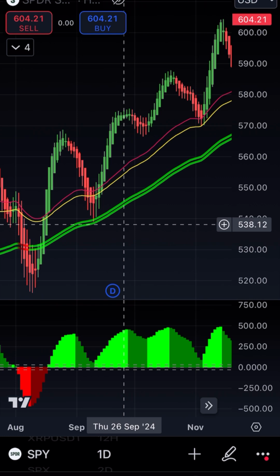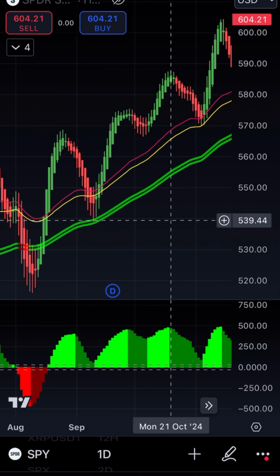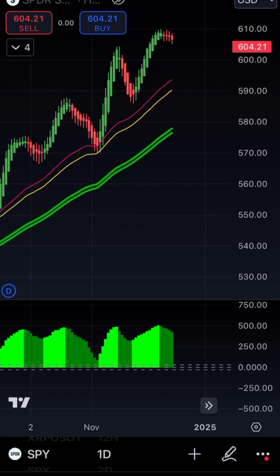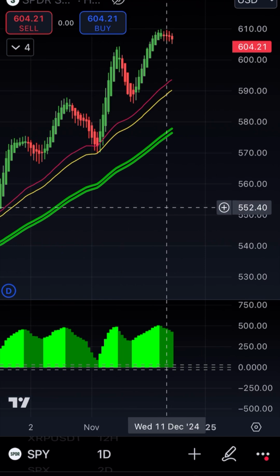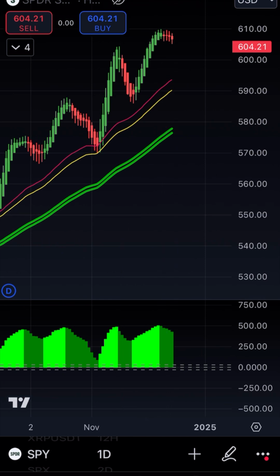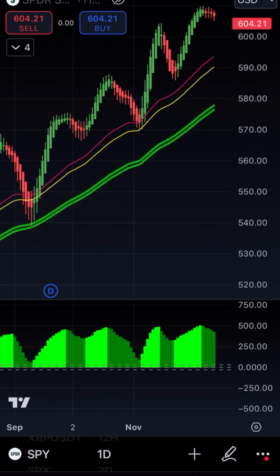You would start your puts right about here, and here, and here, and here. Once this turns into a light green, it's going to start the cycle of it going back up again.